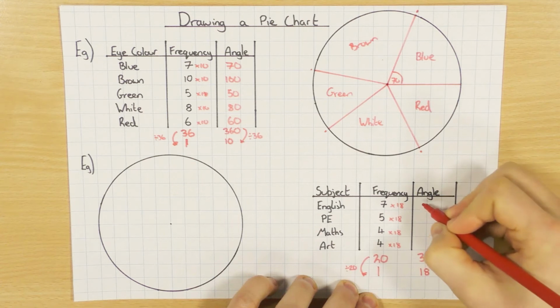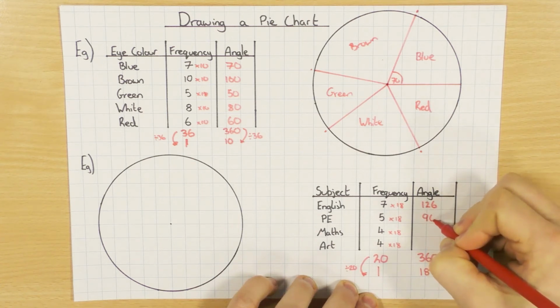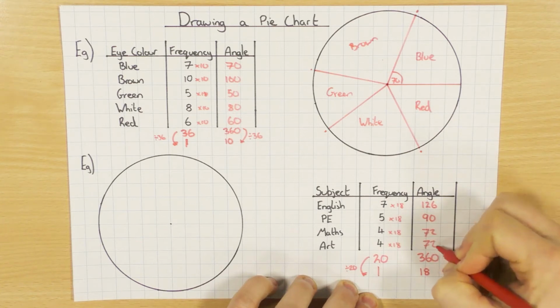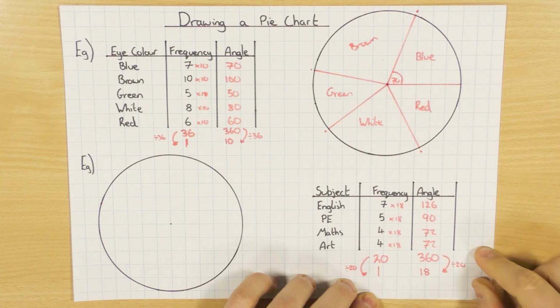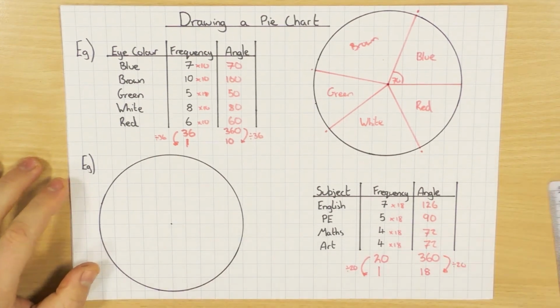So seven 18s, 126. Five 18s, 90. Four 18s, so 72 and 72. And again, add them all up to check they equal 360. I've already done that earlier, so yeah, we're in business.